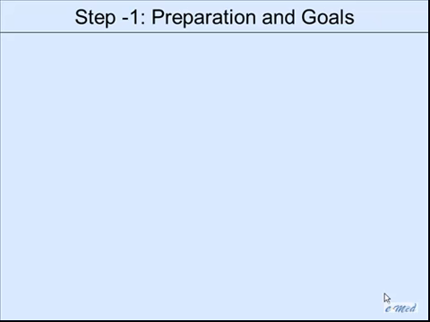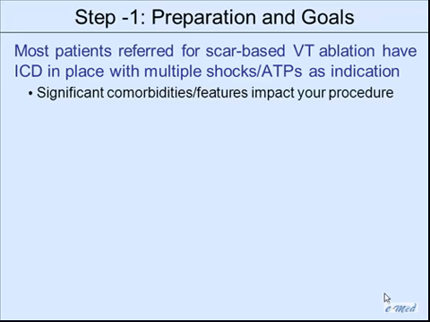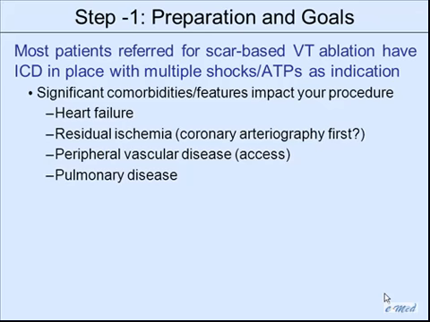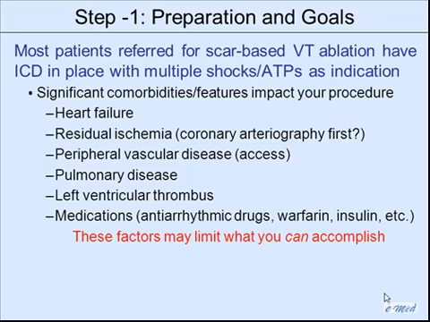Now, I give my trainees this kind of algorithm here. This is not a typographical error. Before you get started, it's step -1, preparation goals. Know what you're trying to accomplish, because these people are very sick. They have residual ischemia, pulmonary disease. Some have a left ventricular thrombus. You don't want to be surprised by that. And medications may have to be adjusted. And these factors will modulate what can be accomplished during the procedure.